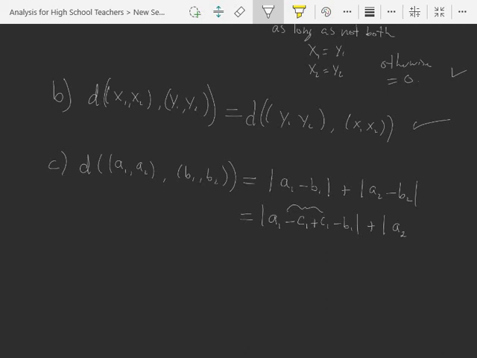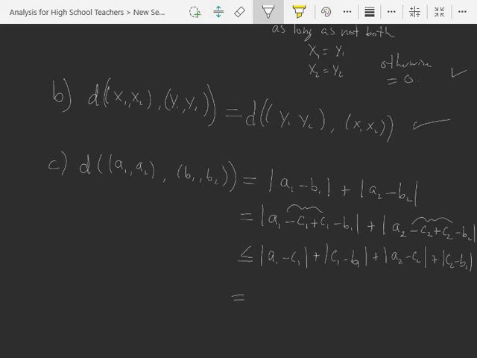A2 minus C2 plus C2 minus B2. Okay, so we've introduced our middle point in 2 different ways, and then we get to play that same game as above. This is less than or equal to, well, if I split up the absolute value, the triangle inequality on just the absolute value parts, A1 minus C1 plus C1 minus B1 in absolute value, both of those, and then break it up over here as well. A2 minus C2 in absolute value plus C2 minus B2 in absolute value.